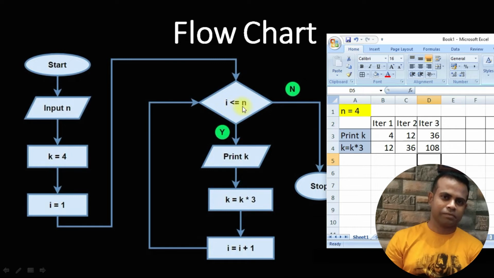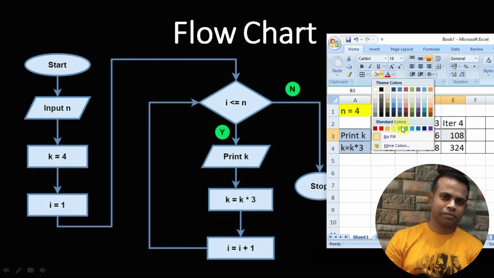Then it will increment i by 1, now i is 4, so it checks 4 less than or equal to 4, yes, it is true again, so it will print the k value. Previously it was set as 108, so it will print 108 in the fourth iteration, and then again update k with k into 3, that means 324. Now it will increment i again. Now i is 5, so it checks 5 less than or equal to 4. No, so it will go to the no part, exit from this loop and stop the program. So finally we can see the printed k values are 4, 12, 36 and then 108.